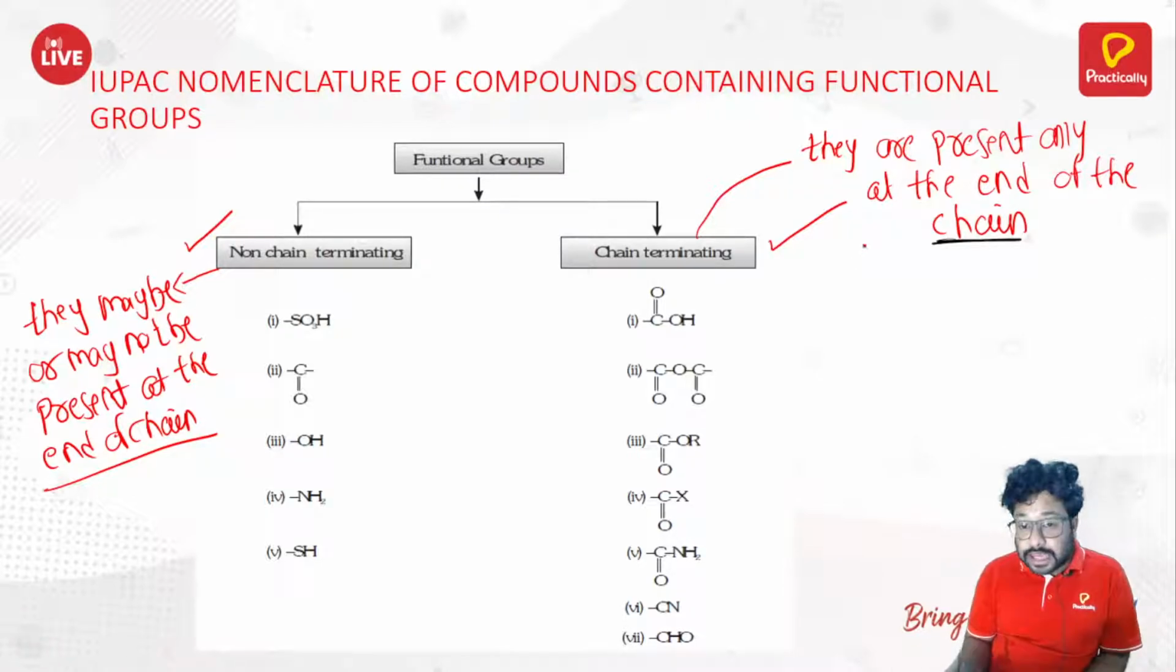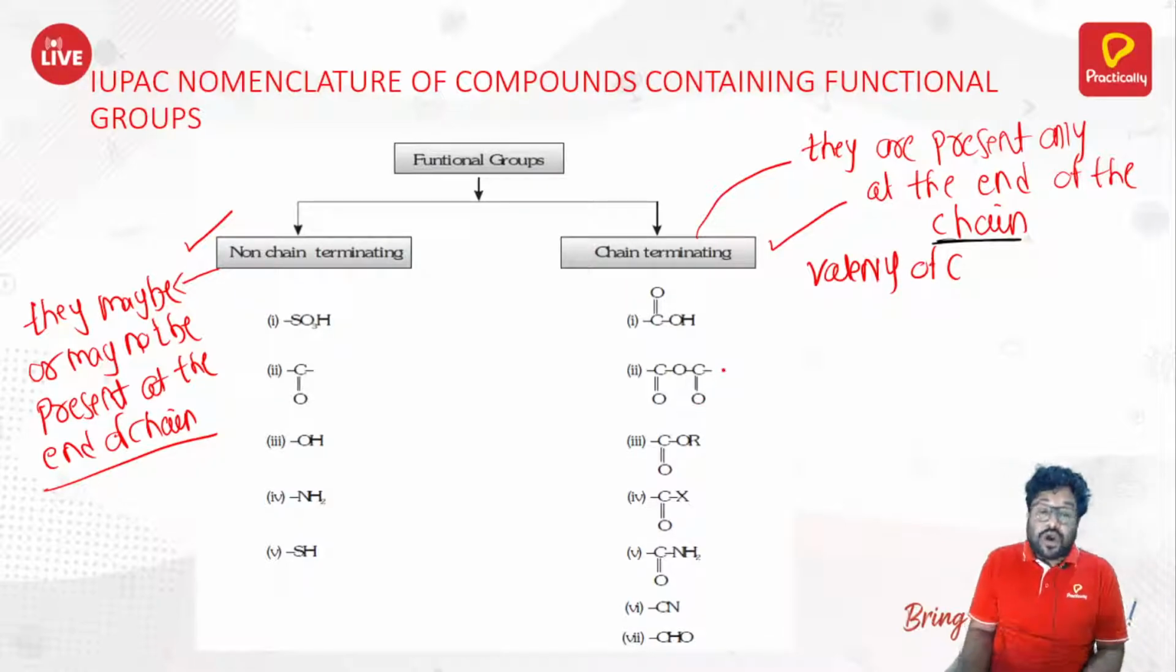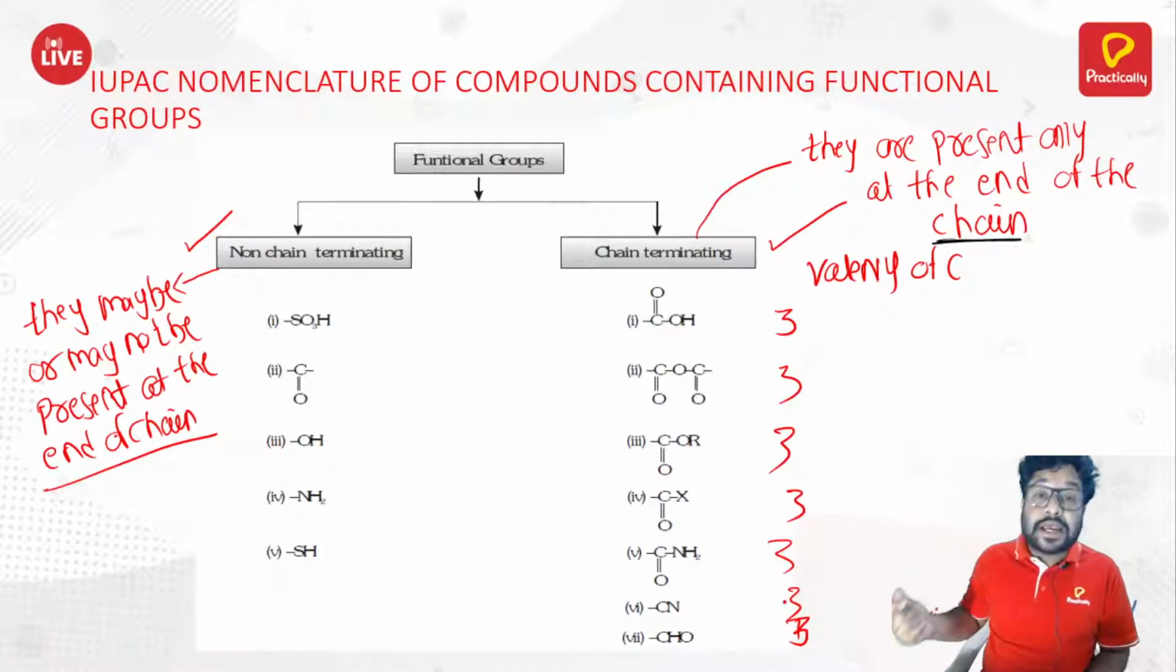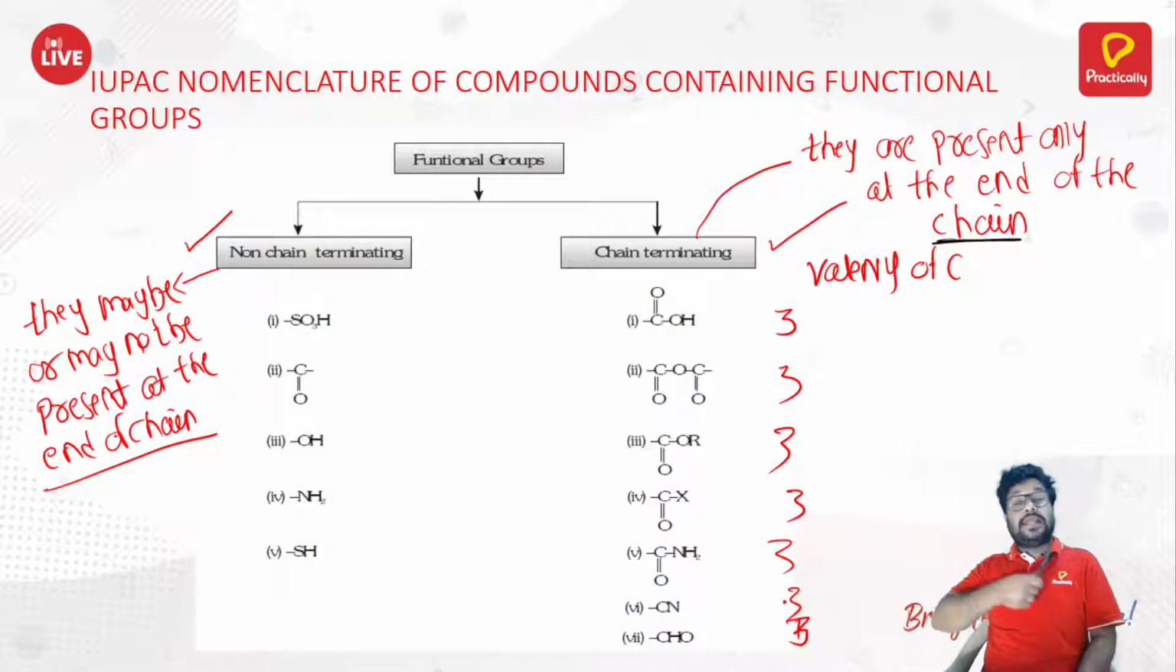But in the chain terminating groups, look at the valency of the carbon here. This carbon has already formed 3 bonds. See, this COOH group has formed 2 bonds with oxygen and 1 bond with the OH group. So the valency used by this carbon is already 3, and it is left with only one valency by which it can attach to the carbon chain. And that is how they are present at the end of the chain.